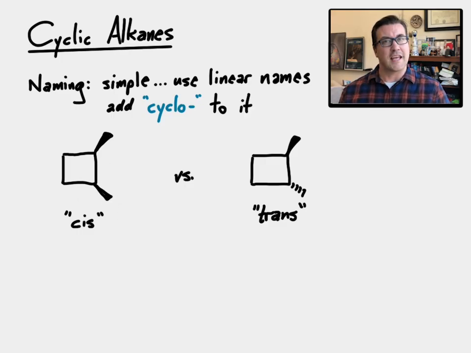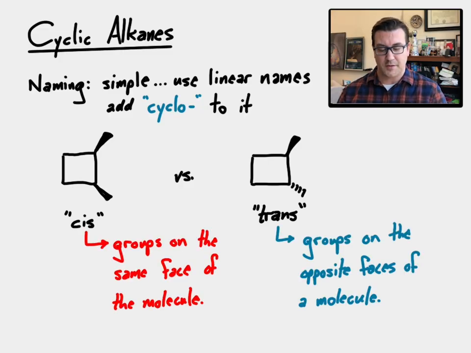Now when we're looking at naming, we also have to think about when we attach something to that ring, how do we talk about its orientation with respect to other groups? In this case, when both of these groups, in this case methyl groups, are on the same side of the molecule, we call this cis. When they're on opposite sides, one coming at us and one going away from us, we call this trans. So again, cis is when groups are on the same face of a molecule, and trans is when groups are on opposite faces of the molecule.